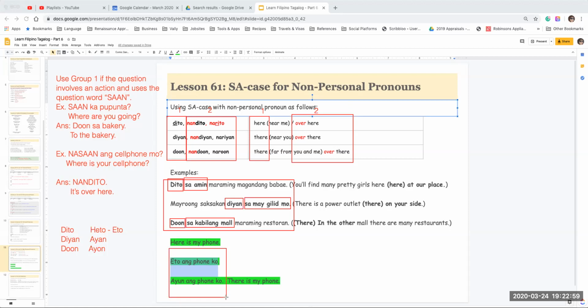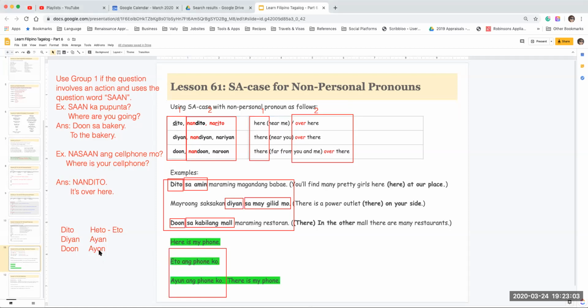Ayun ang phone ko. Yes, ayun. Okay, so I said ayun. I said, instead of saying doon, I said ayun, over there. There is, okay? So this actually translates to there, there is. Okay? Get it? Okay. Yes.